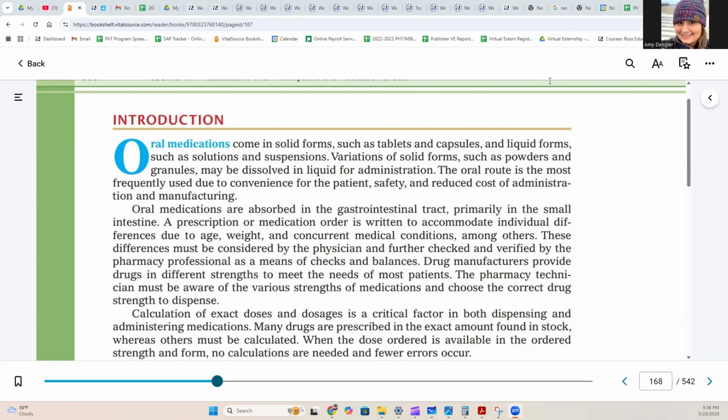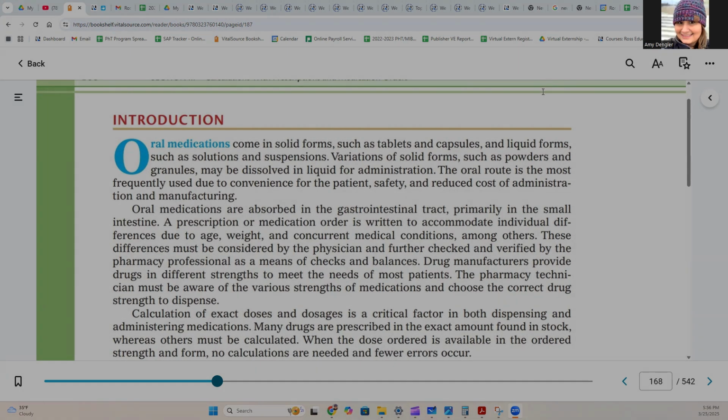A prescription or medication order is written to accommodate individual differences due to age, weight, and concurrent medical conditions, among others. These differences must be considered by the physician and further checked and verified by the pharmacy professional as a means of checks and balances. Drug manufacturers provide drugs in different strengths to meet the needs of most patients. The pharmacy technician must be aware of the various strengths of medications and choose the correct drug strength to dispense.